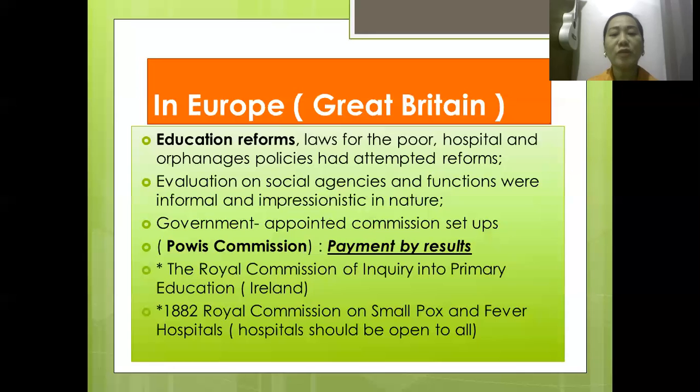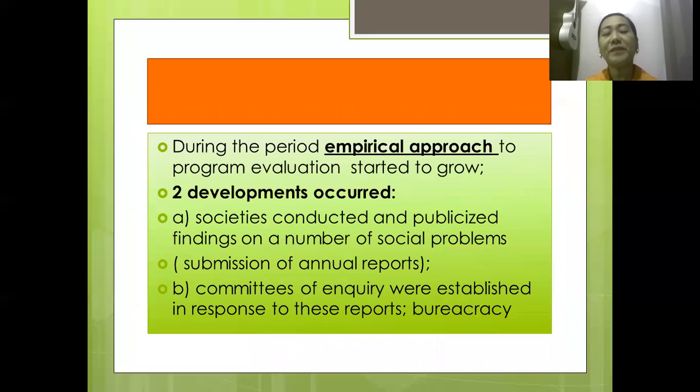The Royal Commission of Inquiry into Primary Education was one of the projects, and the second one is the 1882 Royal Commission on Smallpox and Fever Hospitals. In this case, in the 1882 Royal Commission, hospitals should be open to everyone. So during the period, the empirical approach to program evaluation started to grow.